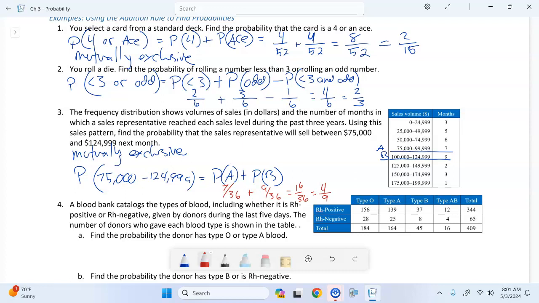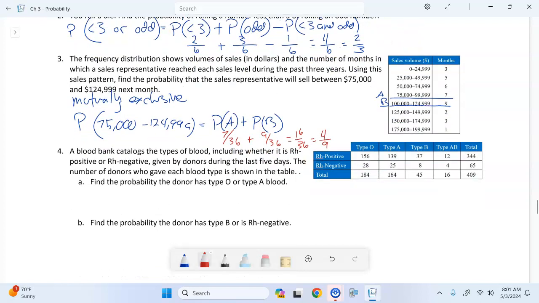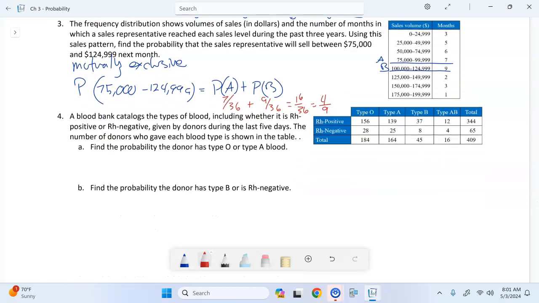All right, we've got a relative frequency table. Same idea. We've got their blood types, O, A, B and AB, as well as whether they are Rh positive or Rh negative, and the number of donors who gave blood of the types shown. Find the probability that the donor has type O blood or type A blood.